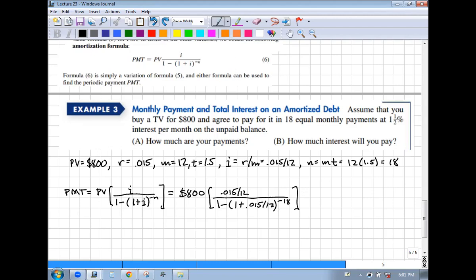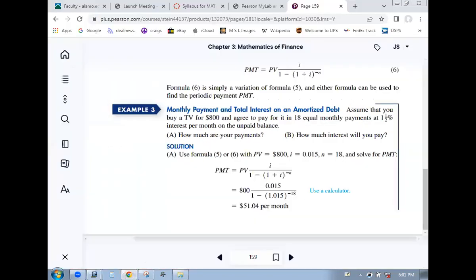Some of these, like after 30 years, are to the 360th power. That's basically rounding something 360 times over and over again. It gets way, way off. Does that make sense? That might be why some of y'all are getting the wrong answer. Don't do that. It's an important thing to learn, especially in business. You're messing with people's money. So we could plug this into a calculator, and it says $51.04 per month.